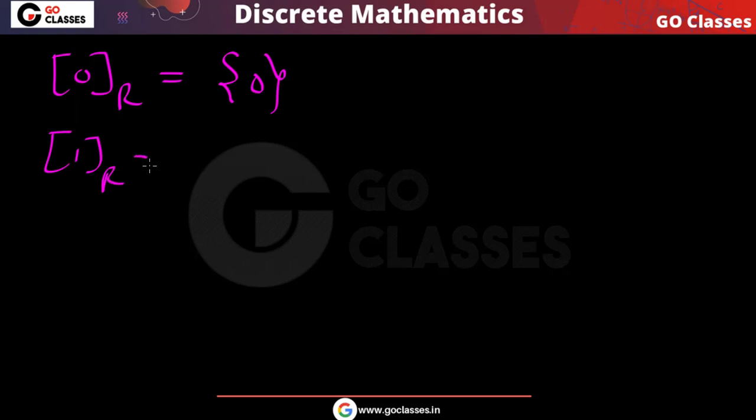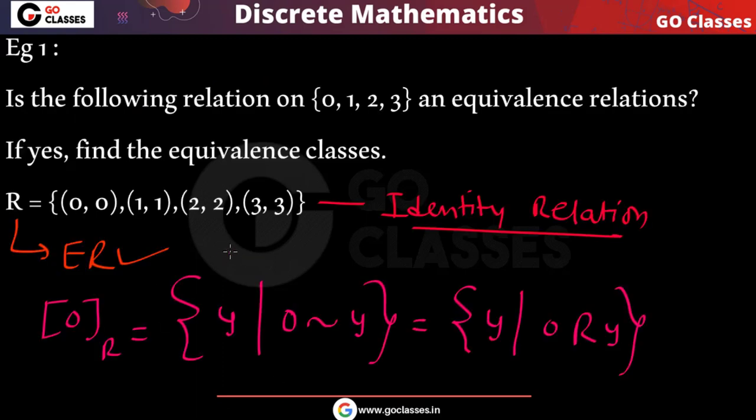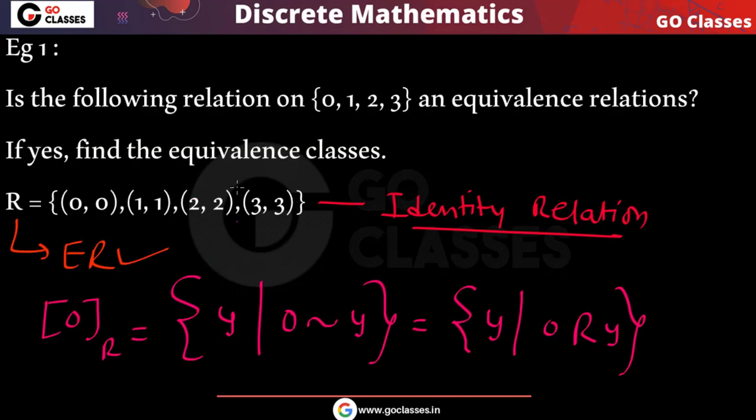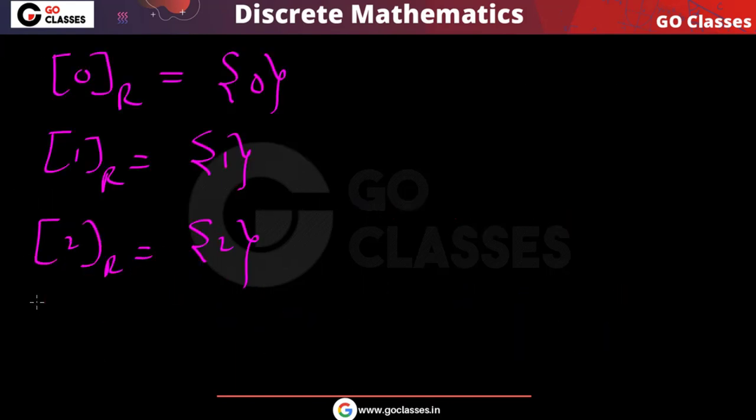Similarly, the equivalence class of 1 means those elements to which 1 is related. 1 is only related to 1, so the equivalence class of 1 is 1. The equivalence class of 2 will be only 2, because 2 is related to 2 only. And similarly the equivalence class of 3 will be 3. So this is the idea.